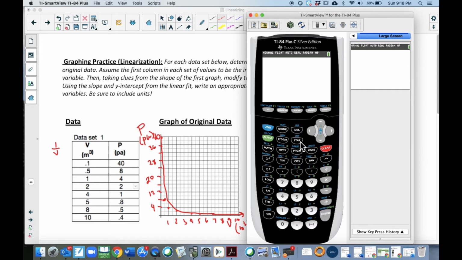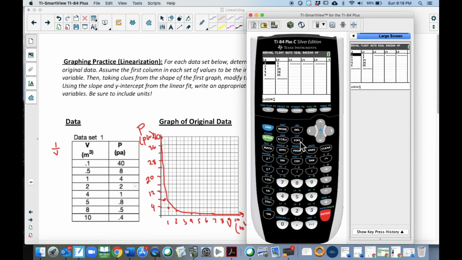If you go to Stat, Edit, and I have some old data in here, so I want to clear out that data. To clear it out, I go up to the L1 and I hit Clear, and then I arrow down, and then I go over to L2 and I go up, and I hit Clear, and I go down. So now I've got empty tables.